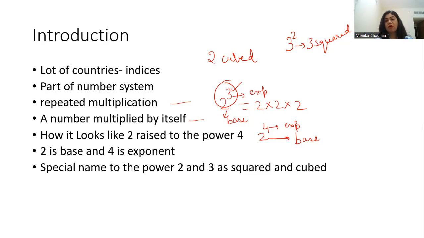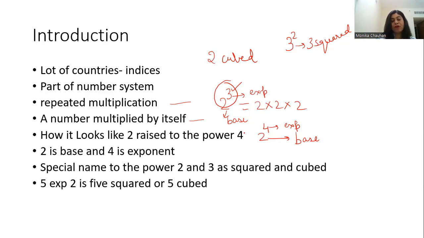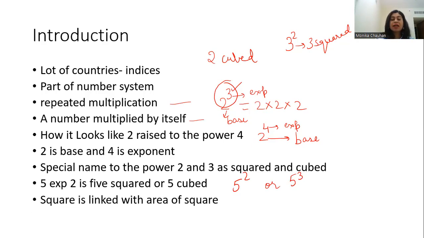Why do we call them square and cube? Because they're actually related to square and cube. Like there's another example, 5 raised to the power 2. It is called 5 squared. Or if I write 5 raised to the power 3, then it is called 5 cubed. They are related to the area of a square and the volume of a cube.